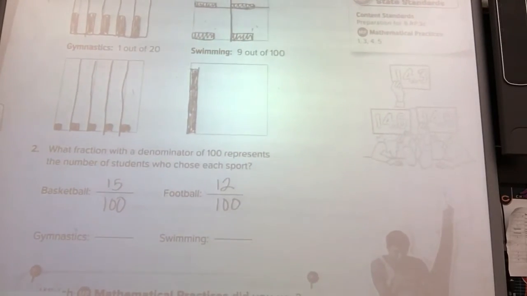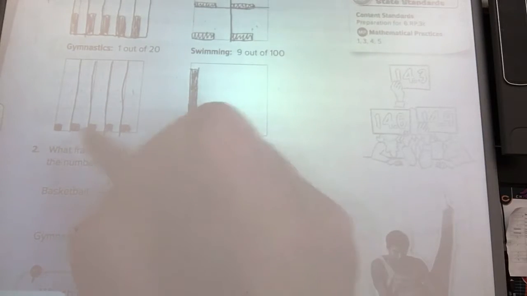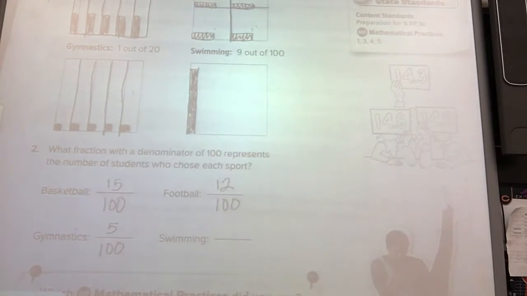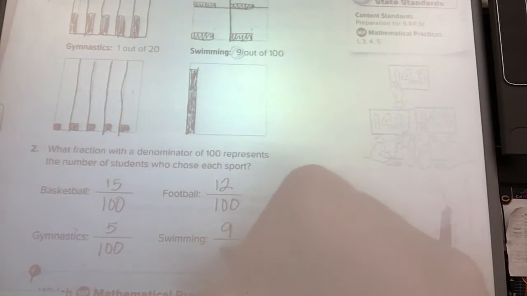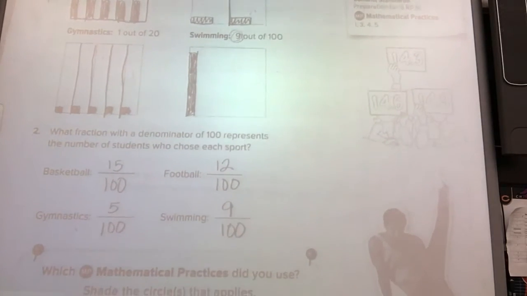For gymnastics, we have to count what we shaded. So we've got 1 out of 20, 2, 3, 4, 5 out of 100. I think that is ridiculously low. Everyone loves gymnastics. And for swimming, we shaded 9 out of 100, so 9 out of 100. So which one here is the most popular sport?